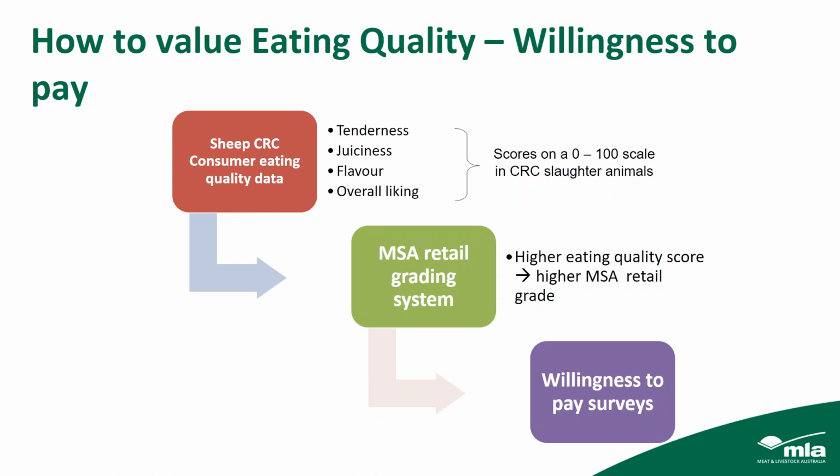Essentially they had a number of animals that went through an eating quality trial, and they had consumers eat those pieces of lamb. They then scored that lamb on a scale of 0 to 100 for the 4 main traits, which are tenderness, juiciness, flavour and overall liking. Then we can convert that into an MSA grade or quality score. The second part of the survey is to ask, if it is of this score, what are you willing to pay for that quality of meat?